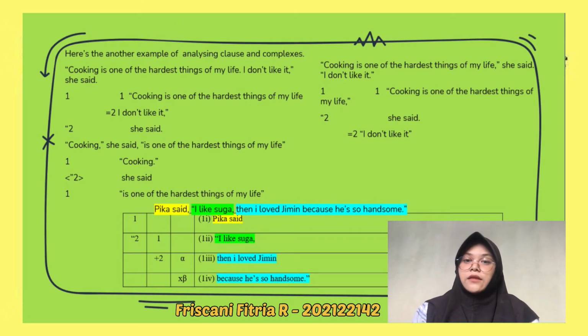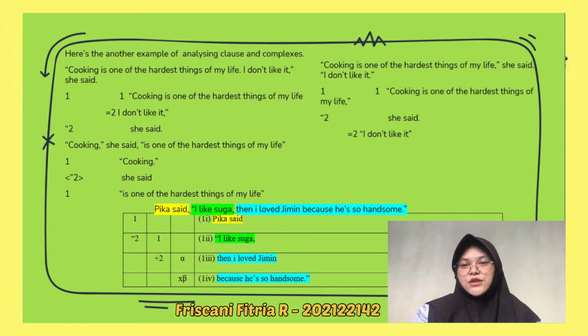So when you read a narrative text, usually you will find a sentence like that under the previous sentence: "Cooking," she said, "is one of the hardest things of my life." Basically, the word "cooking" and the rest of the sentence is one single sentence. But because in narrative writing you can change every single thing about it, this is actually fine, but of course it makes it difficult for us to analyze it in functional grammar.